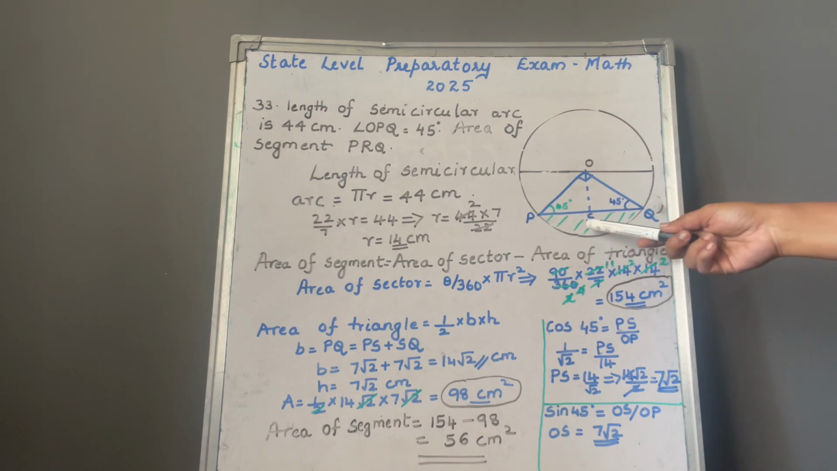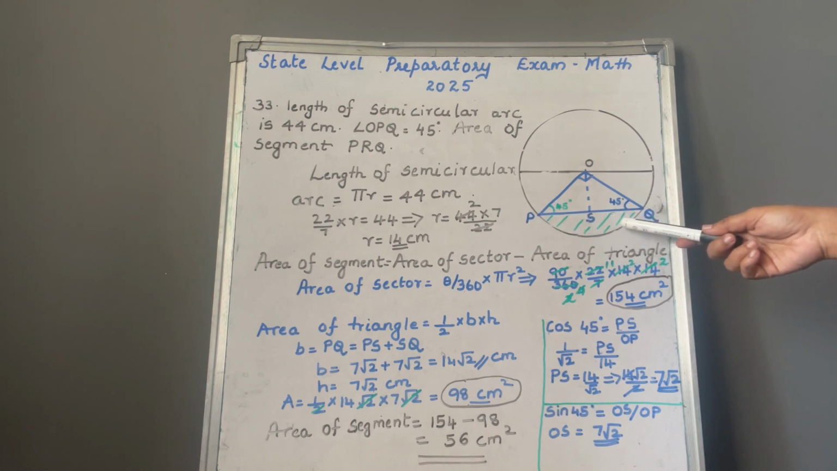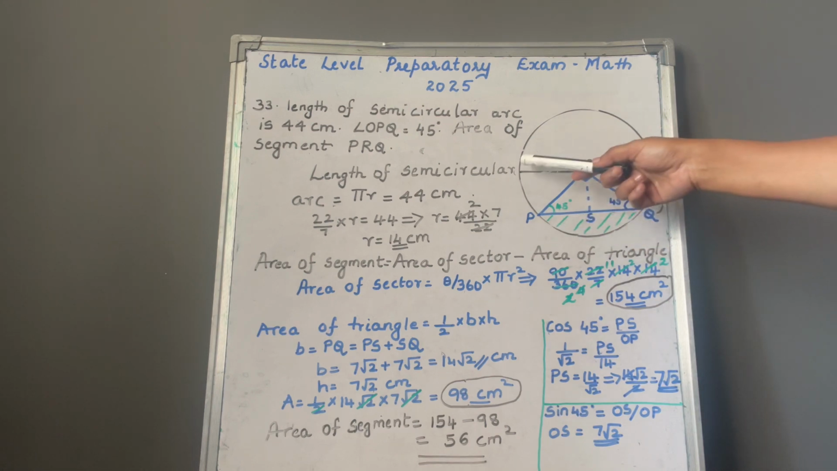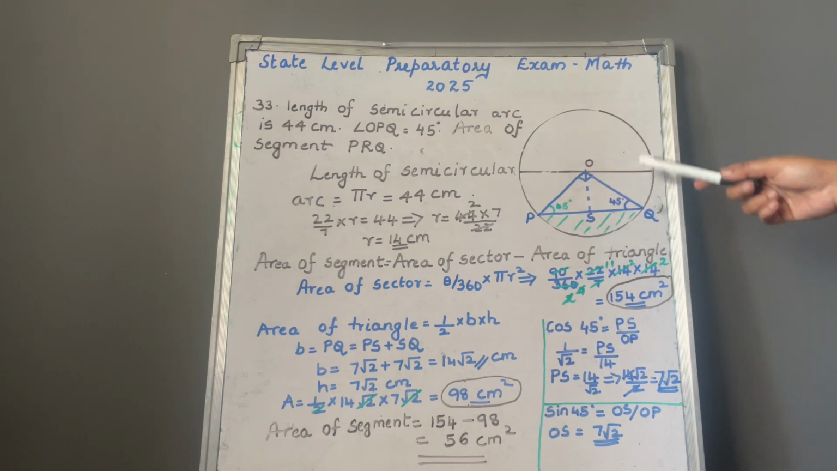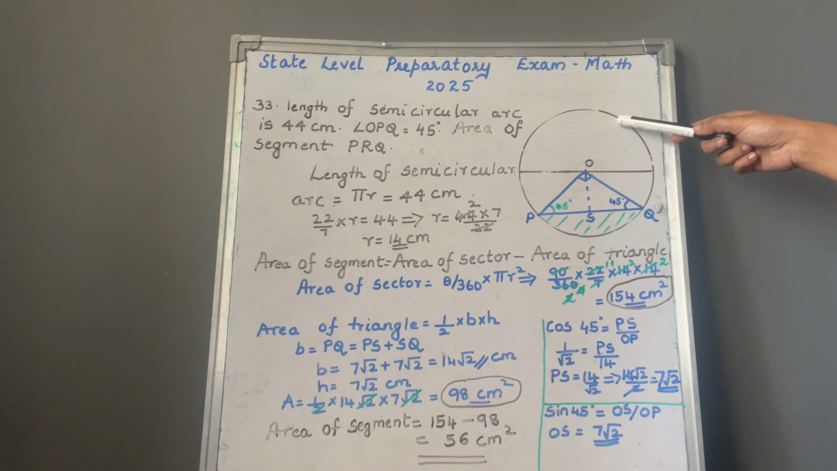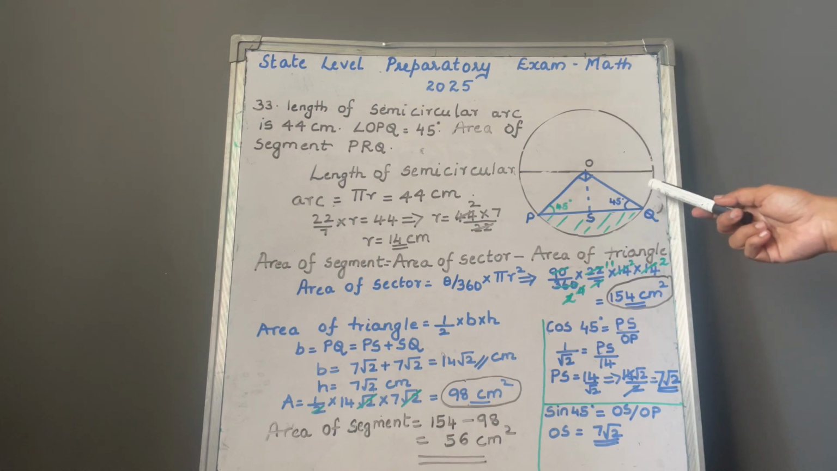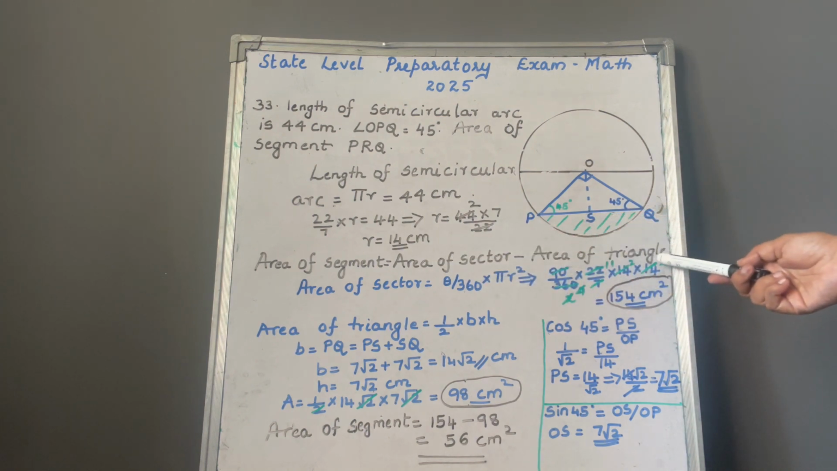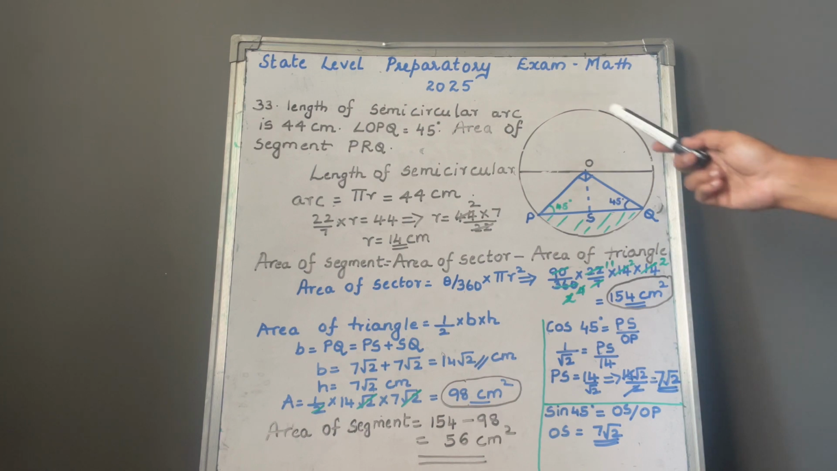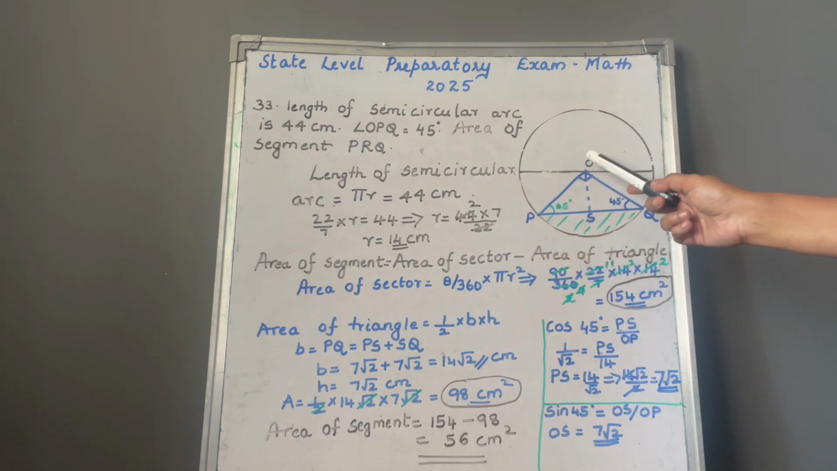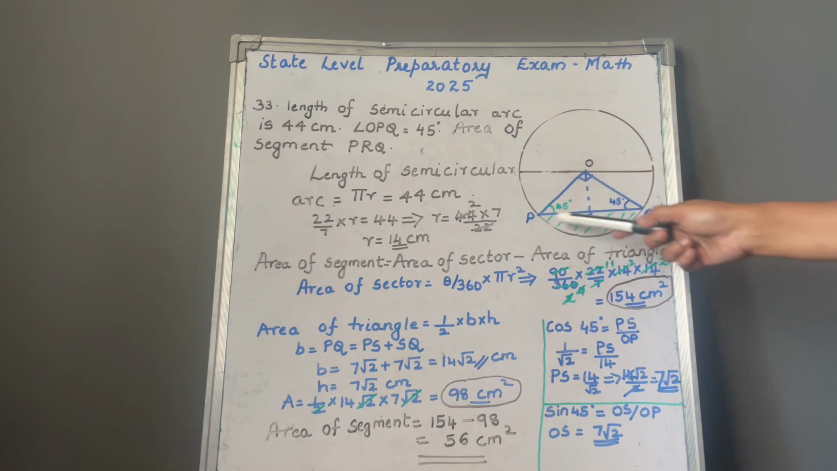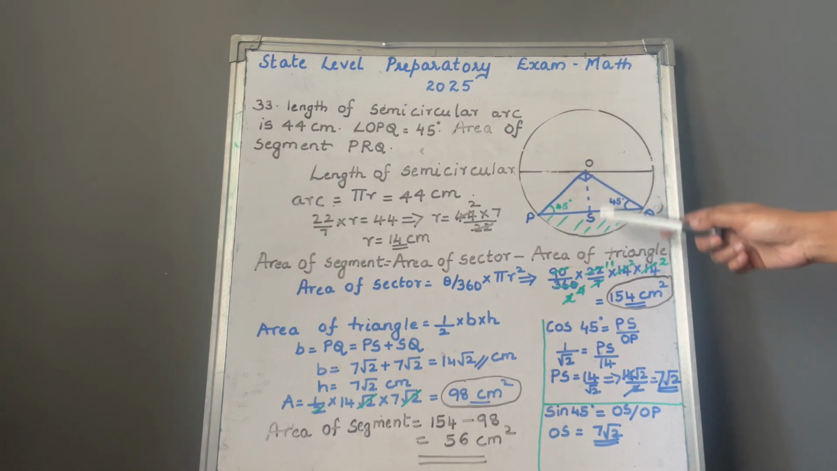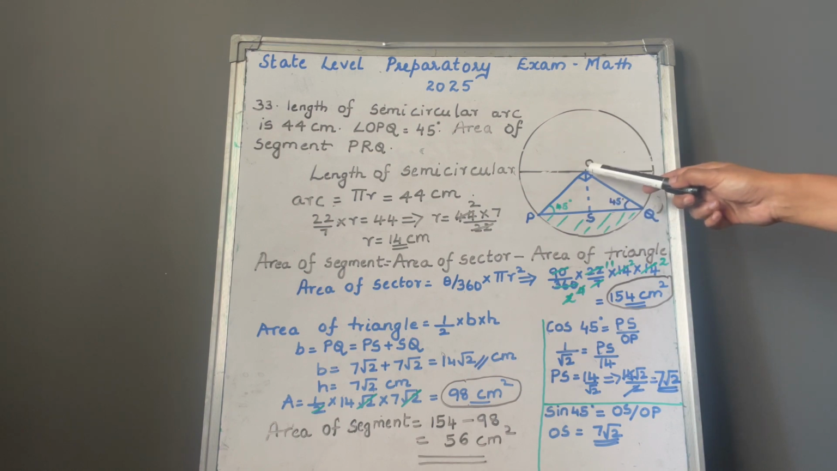This green traced area is the segment, and this is the semicircular arc, and this is the circle with center O. To find the area of the segment, we have the formula: area of sector minus area of triangle. So we have to find the area of the sector formed by this arc, and then find the area of the triangle OPQ, and subtract, so that we get the area of this segment.